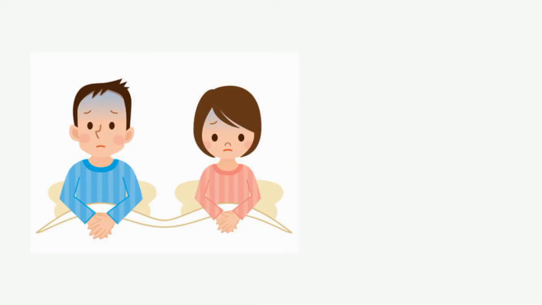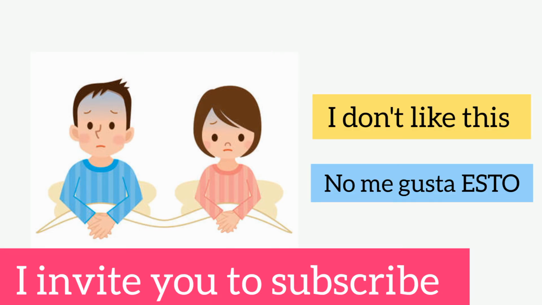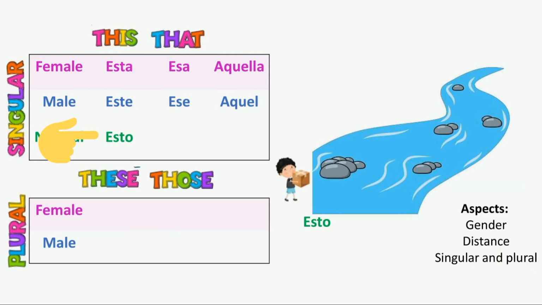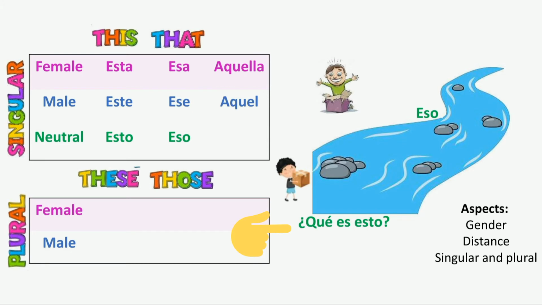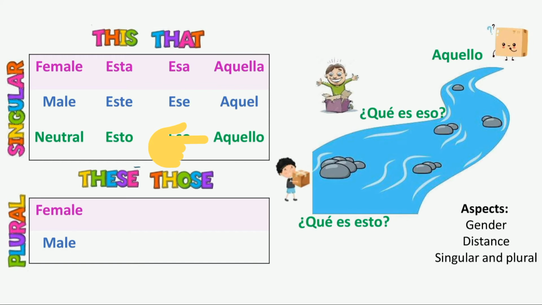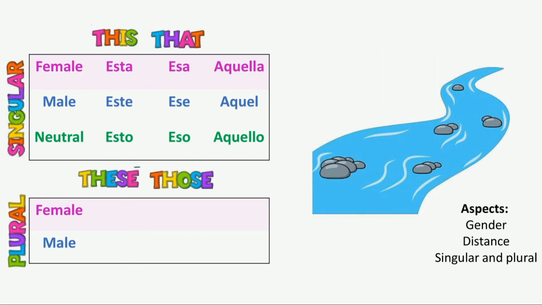Maybe your wife tells you, I don't love you, and you answer, I don't like this. No me gusta esto. Then for this is used esto. ¿Qué es esto? What is this? For that, we use eso. ¿Qué es eso? What is that? And for the third distance, we use aquello. ¿Qué es aquello? The neutral gender in the singular always ends in O.